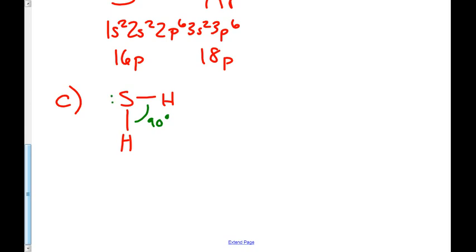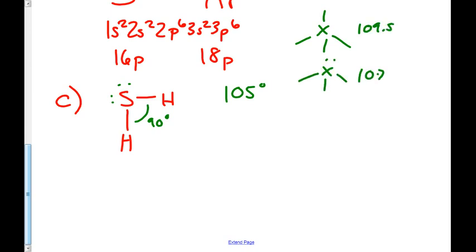Okay, bear with me. If they say something like that, you've got to ask, what would it normally have been? If I drew that and you're not looking at the 90, how many clouds is that? Four. And when we think four, we think tetrahedral, and in this case it eventually becomes bent, right? And anybody remember a tetrahedral bent angle? Close. 105. Wait, what? Remember, that's 109.5. That's 107. That's 105. Every time you add a lone pair, it shrinks the angle a little bit.